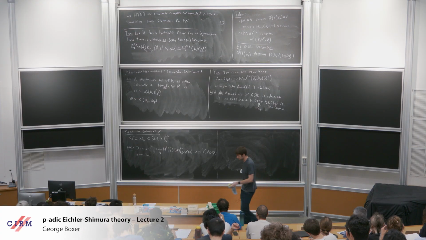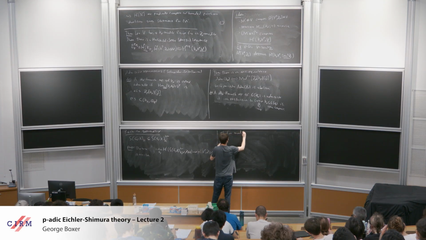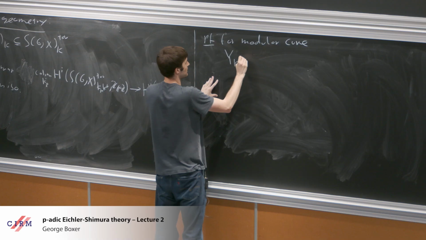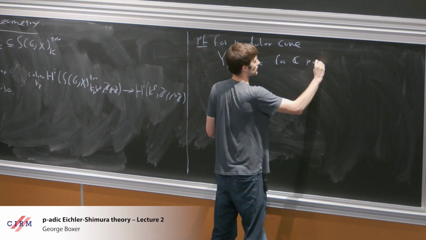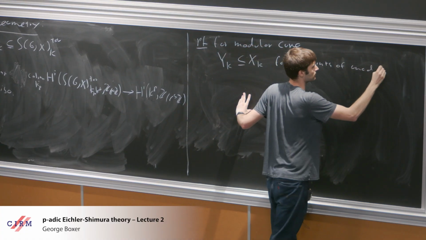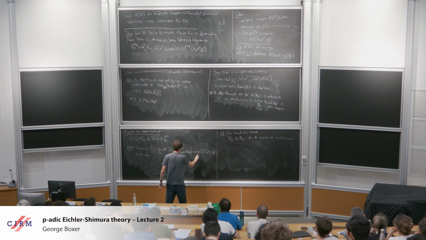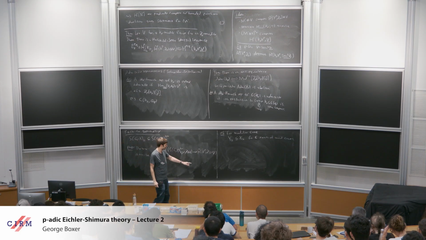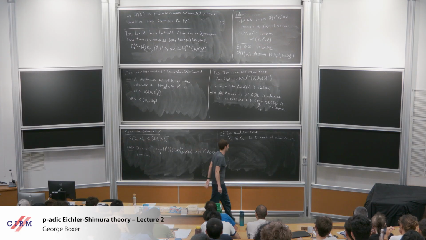And just to ease notation a bit, I write Y_K inside X_K for the C-points of the modular curves. Oh, sorry, that's completed cohomology. Thank you. Well, actually, the way I define this, it's really the same thing, because there's no completing happening. It's just a torsion case. But anyways, yeah.